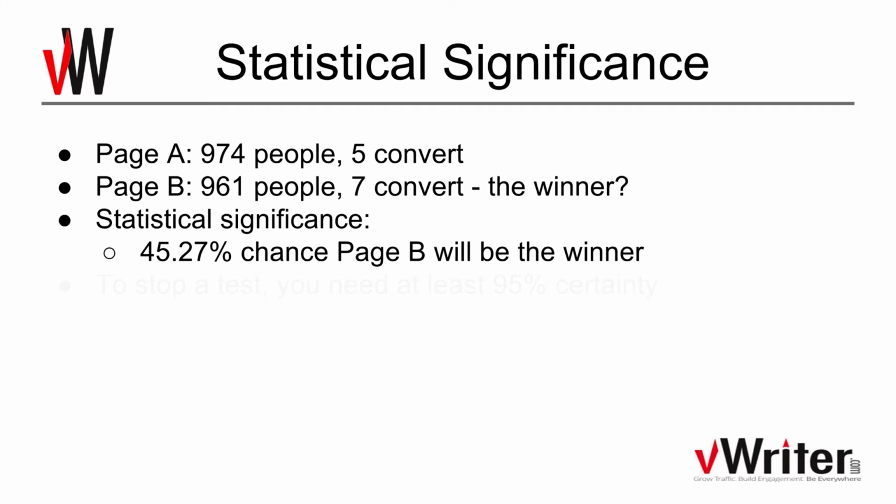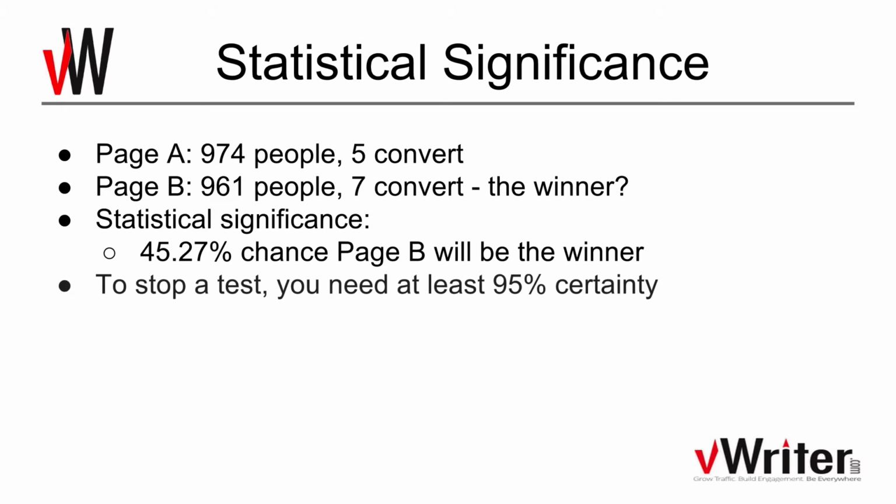To stop a test, you need far more than that. You need at least 95% certainty. And we'll look at how we can do this through Google Analytics shortly, and they take control of all this statistical significance for you, and won't stop a test until you reach 95%. You can tweak that in your settings, but it's best to leave that at 95% so you have a clear result and the test is actually worthwhile for you.